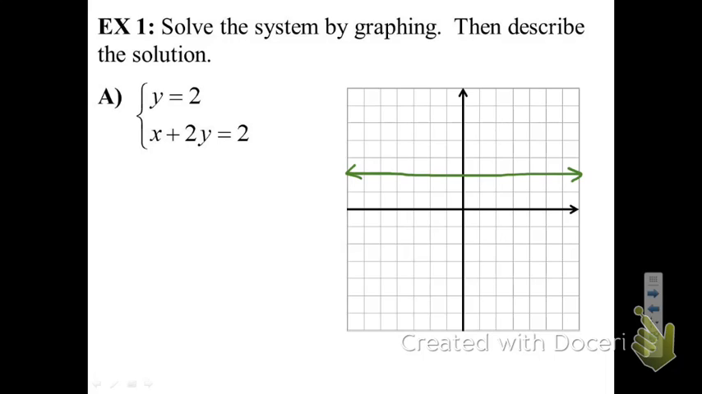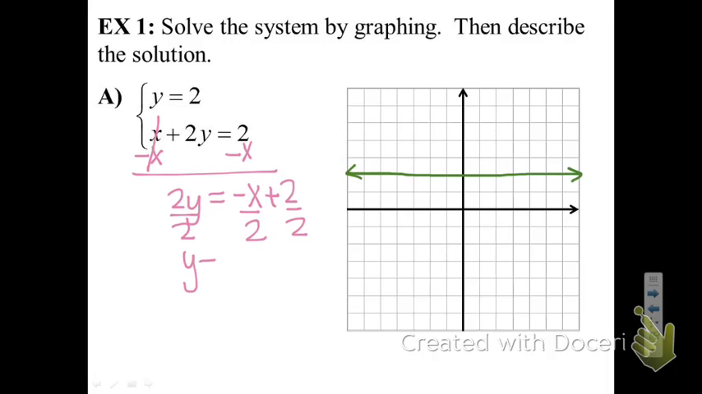We'll graph the second line next by solving for y. So to solve for y, the first thing you do is subtract x. You want to get y all by itself. So these subtract out, you're left with 2y equals, and I always put the x first, so negative x plus 2. And then from here you'll divide every piece by 2. So you're left with y equals negative 1/2 x plus 1.